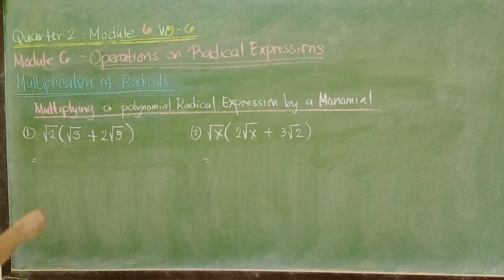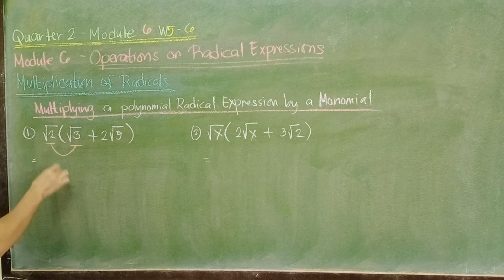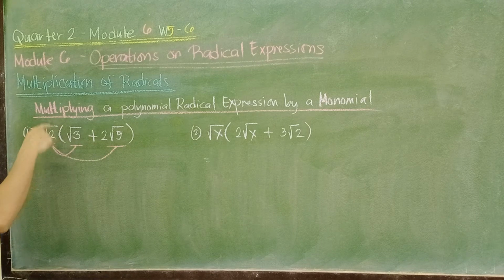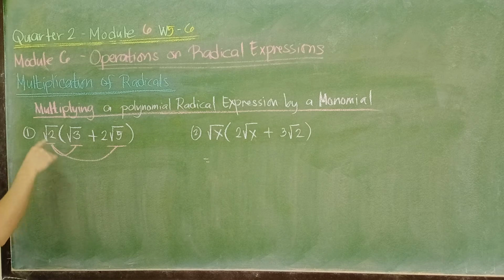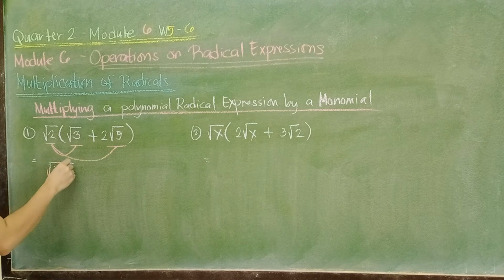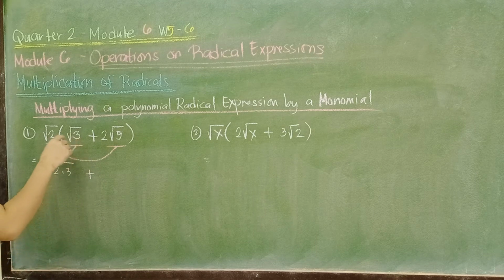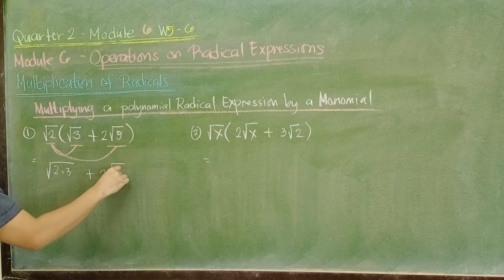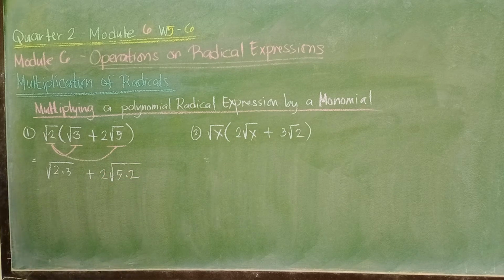Halimbawa, yung square root of 2, i-multiply muna natin sa square root of 3, and then i-multiply natin sa 2 square root of 5. So, square root of 2 times square root of 3, tulad sa lesson natin kanina, kapag parehas sa index, i-multiply lang natin mga radical. So, we have square root of 2 times 3 plus square root of 2 times 2 square root of 5, we have 2 square root of 5 times 2. So, ito yung radical, i-multiply mo sa radical. So, we have 5 times 2. And then, copy yung 2.